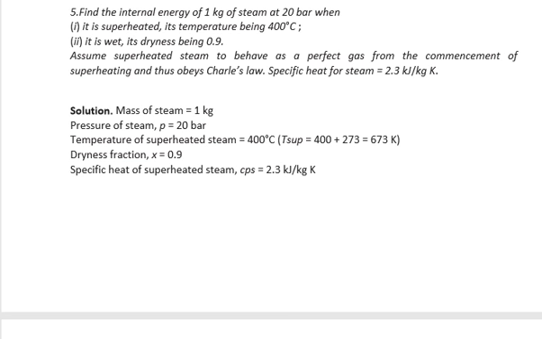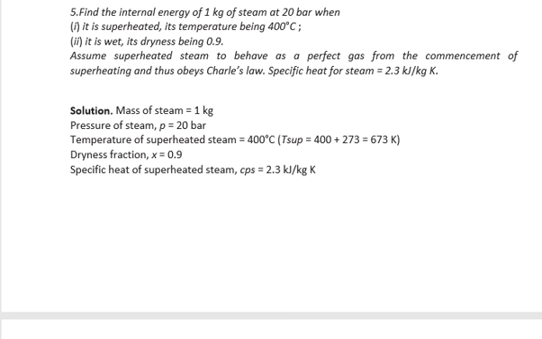So again, this numerical belongs to steam formation. The internal energy is discussed here. The internal energy of 1 kg of steam is needed to be determined, but the condition of the steam is given differently. In the first case, the steam is superheated, having a temperature of 400 degrees Celsius. In the second condition, the steam is wet, having dryness fraction 0.9. Then you have to determine the internal energy of 1 kg of steam at 20 bar.